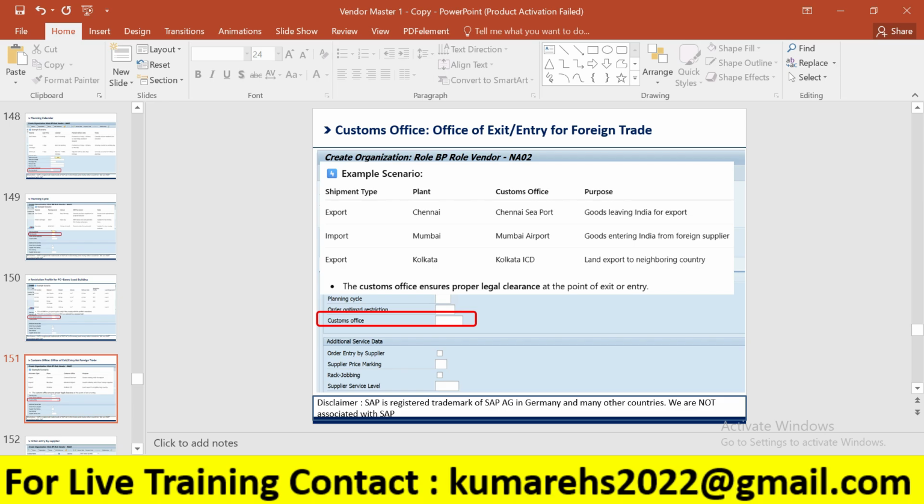So the example scenario: shipment type export, plant Chennai, customs office Chennai seaport, purpose goods leaving India for export. Shipment type is import, plant Mumbai, customs office Mumbai airport, goods entering India from foreign supplier. Third one is export, plant Kolkata, customs office Kolkata ICD, land export to neighboring country. The customs office ensures proper legal clearance at the point of exit or entry.